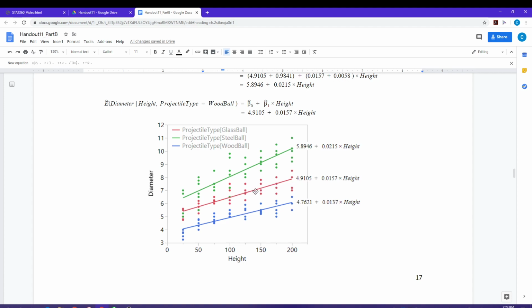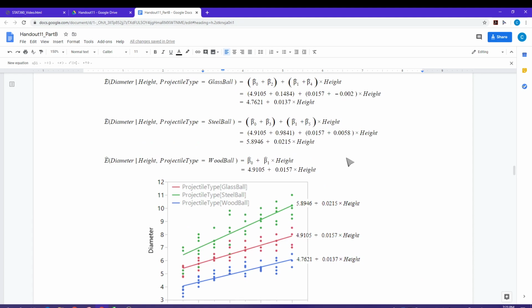The middle here is the glass balls. It has a slightly larger y-intercept and a slightly larger slope as well. The steel balls, which are the heaviest, have quite a large increase in the y-intercept, over a 1 unit increase here from the wood balls. And also the slope increased substantially. The amount of that increase here is identified by that beta 5 term.